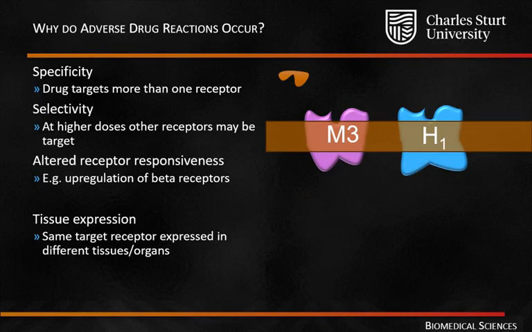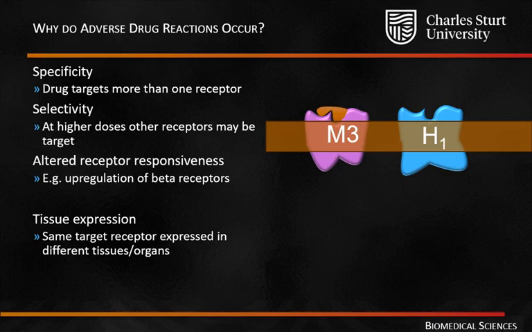So let's have a look at why adverse drug reactions occur at all. So we'll start by looking at the specificity of drugs and the selectivity of drugs and how they're interrelated. So to start with, specificity is drugs can target more than one receptor, and most drugs can generally do this. So for example, this drug is going to bind to an M3 receptor and a histamine 1 receptor, but it prefers generally the muscarinic receptor M3.